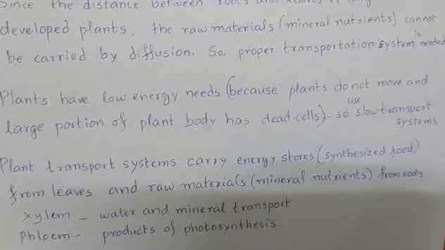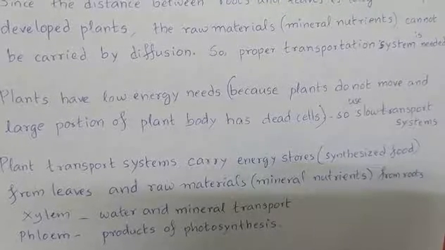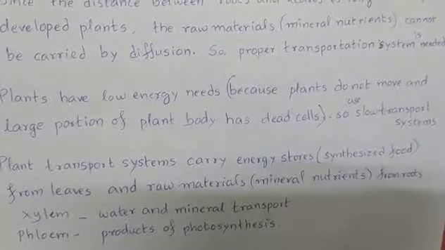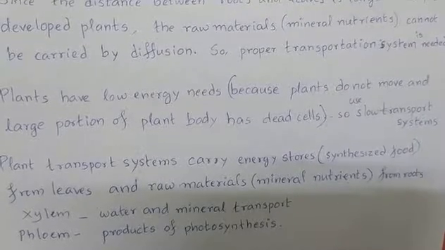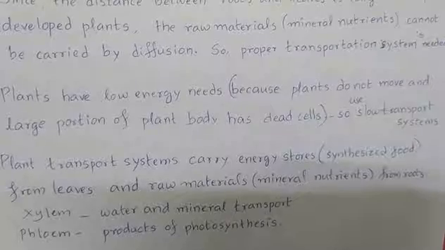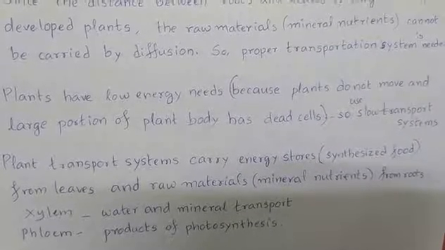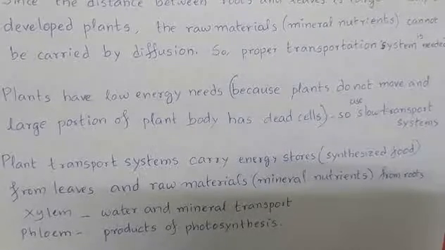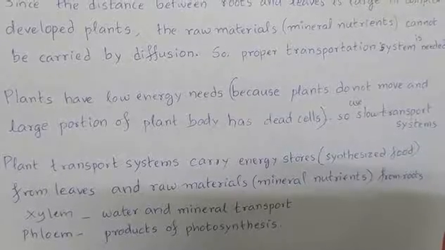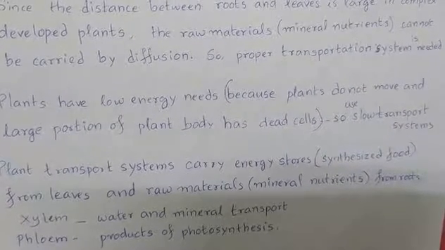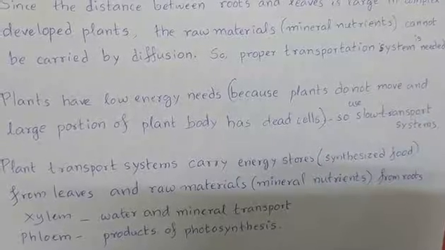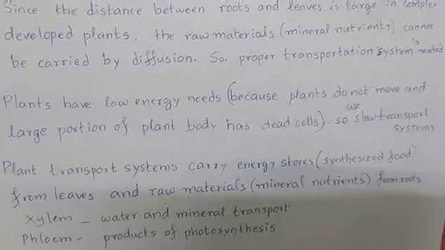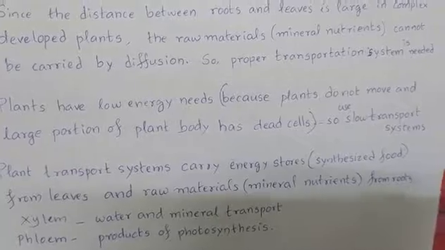Plant transport systems carry energy stores, that is synthesized food, from leaves to other parts of the plant, and raw materials, that is mineral nutrients and water, from roots to the leaves or chlorophyll containing parts of the plant. Xylem and phloem are the transportation tissues in the plant. Xylem carries water and minerals. Phloem carries products of photosynthesis.